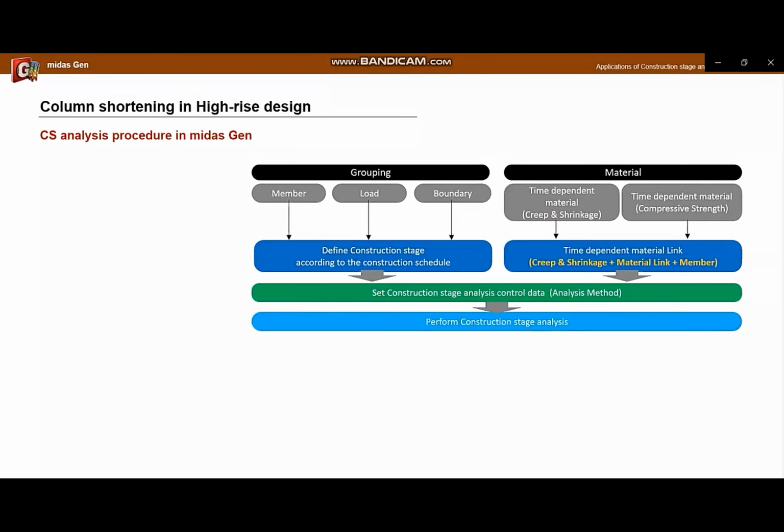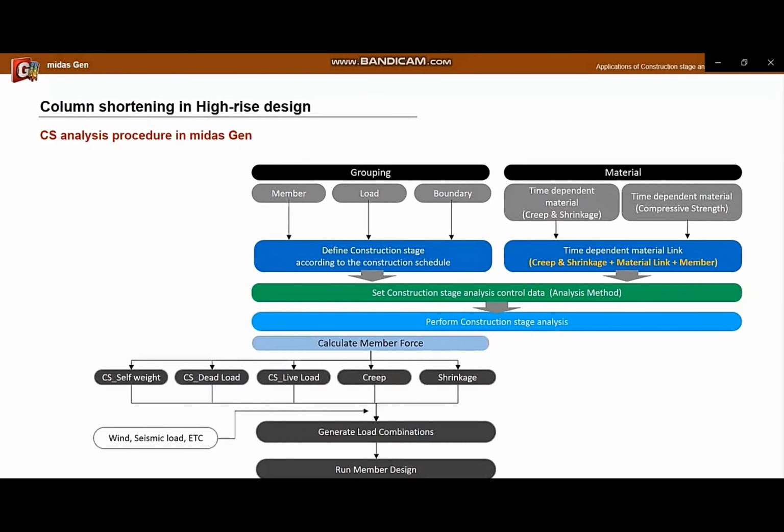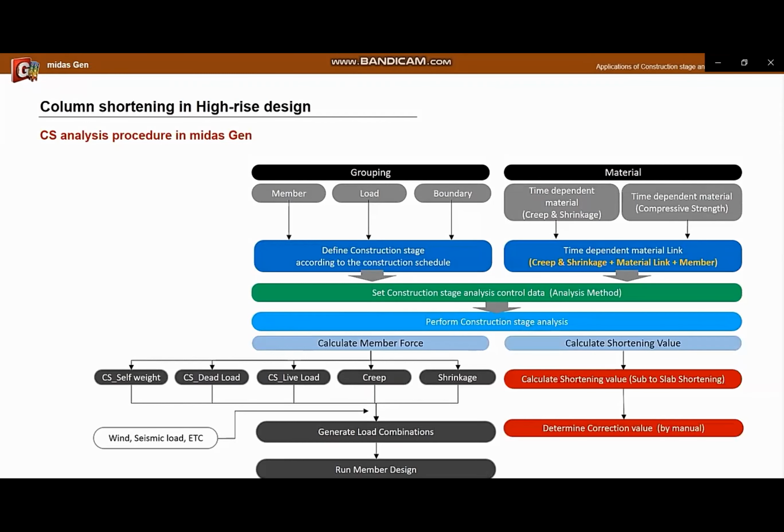Analysis is performed using the defined construction stage and inelastic material information. We can obtain the member force for each of gravity loads, creep, and drying shrinkage through this analysis, and can create a load combination including wind and seismic load. Now, it is possible to do a design that reflects the column shortening using these load combinations. And the shortening of each vertical member can be obtained from the analysis result also, and we can calculate the amount of correction using these shortening values.